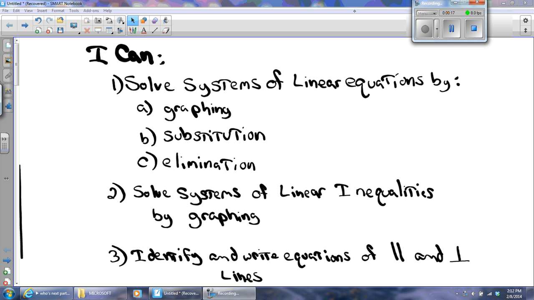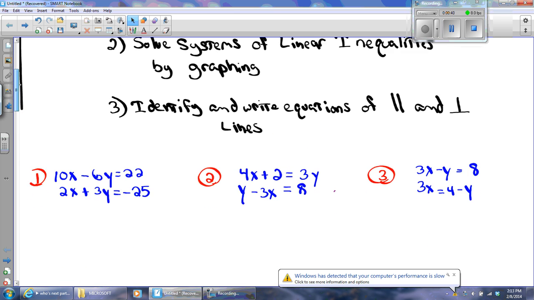You should be able to say, one, I can solve systems of linear equations by graphing, substitution, or elimination. And to add to that, you're going to be able to say, I know when to do which method. Number two, I can solve systems of linear inequalities by graphing. And three, I can identify and write equations of parallel and perpendicular lines. All right, let's get down to it.